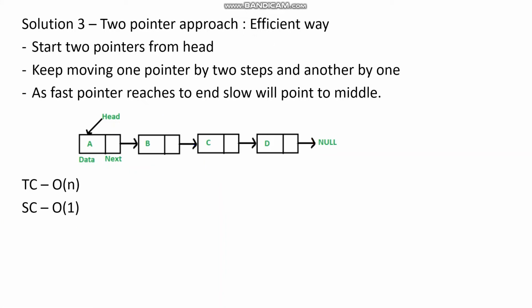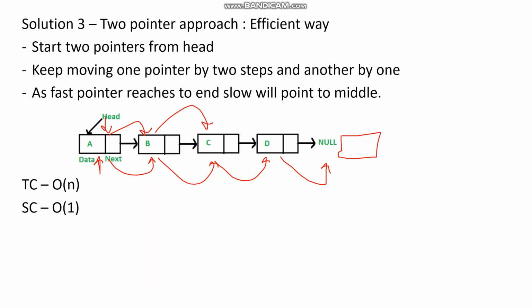Let's just take another example of an odd number of nodes. In this case also, we will be going with the 2 pointers approach. Here, our fast pointer will move 2 steps, slow pointer will move 1 step, then again fast pointer will move 2 steps, and slow pointer will move 1 step, and again it's going to move one more step, and it will reach the null. So that is the end of the linked list. So we will return our slow pointer address. So this will be the middle.